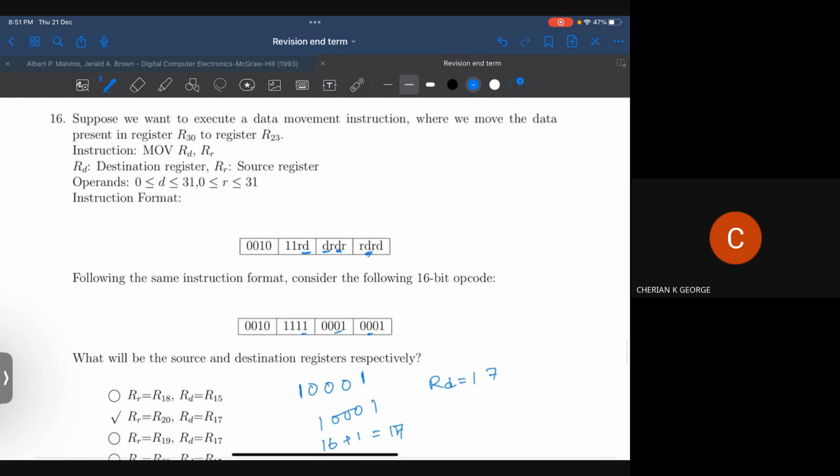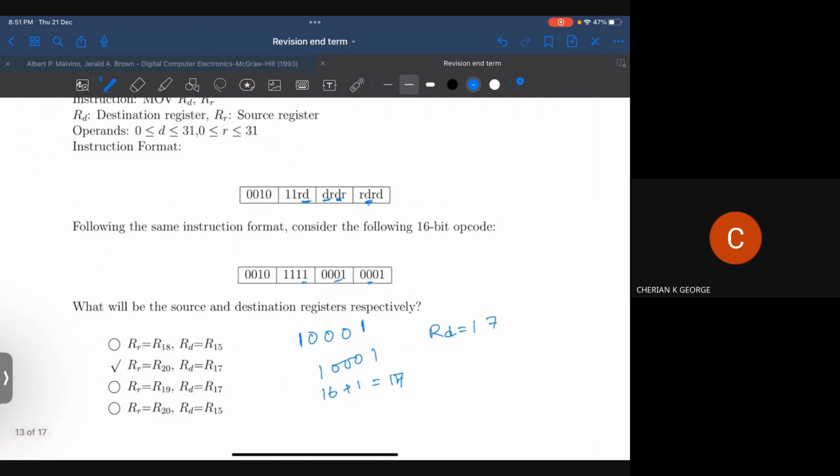Now we have to find the source register. You can see that these are the source register bits. This one will be 1, this will be 0, this will be 0, and the last one is 1 0 1, again 0 and 0. So this will be 16, this will be 8, and this is 4. So 16 plus 8 plus 4 will be 20. So Rr will be 20. So this option will be correct.